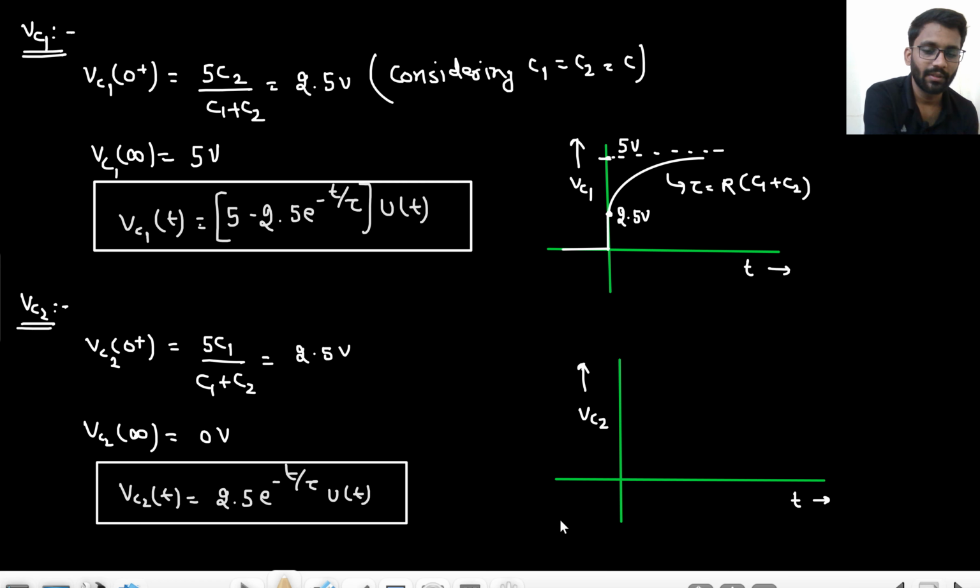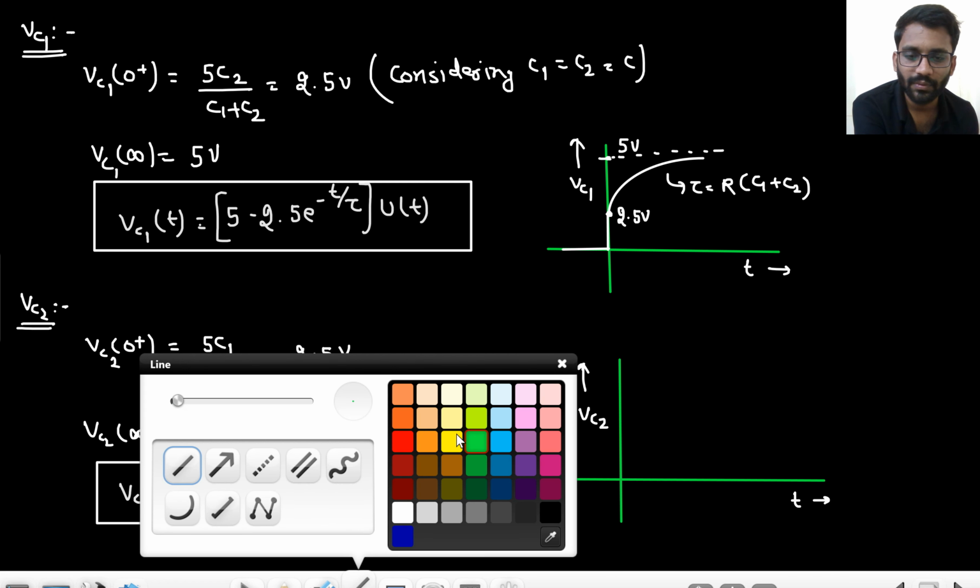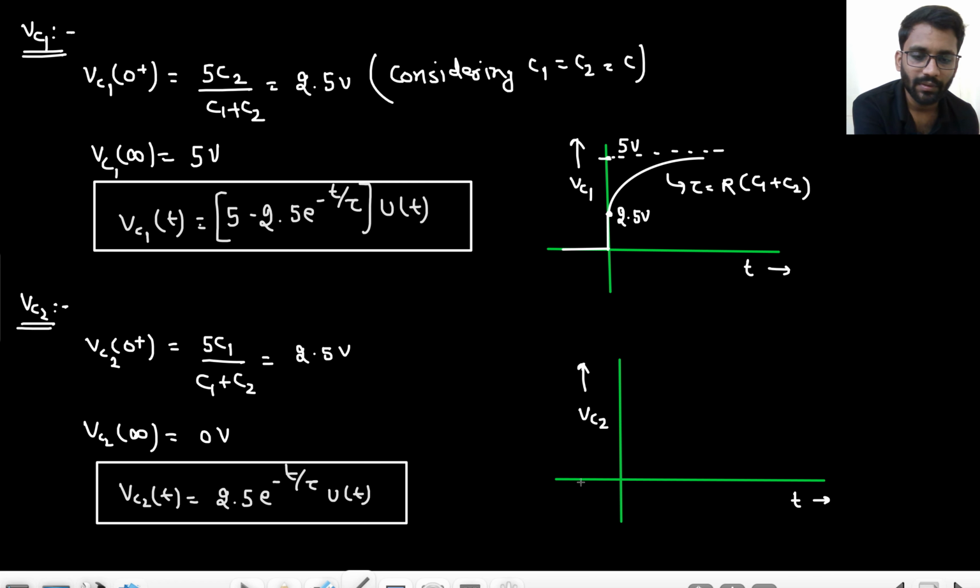What will be the graph? From 0, it will go to 2.5, then it will decay down to 0 volt, right? From 0 to 2.5 it will go, and then will decay down to 0 volt.